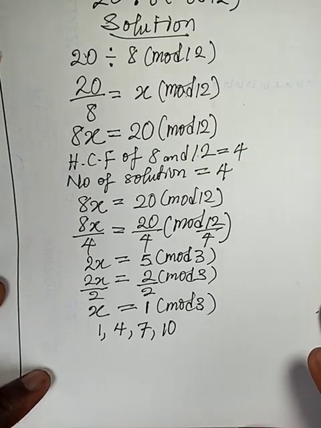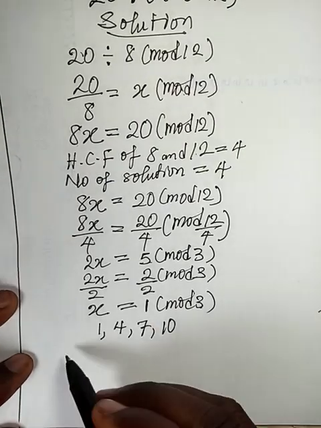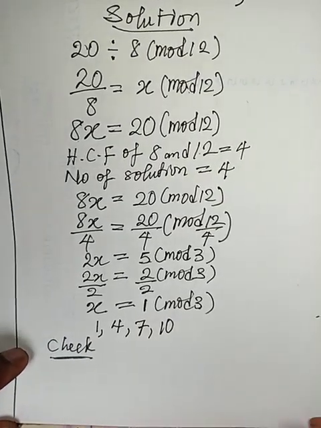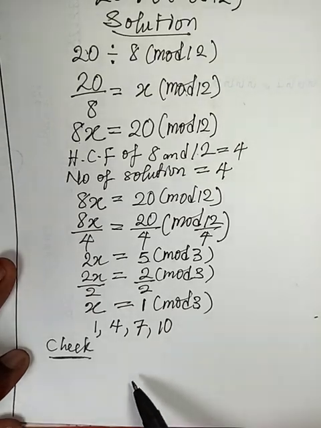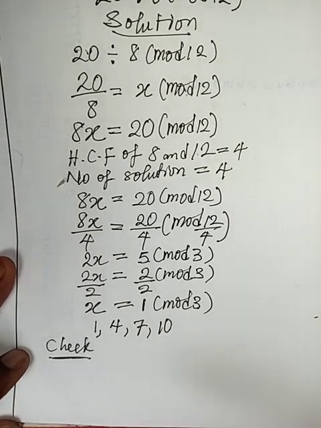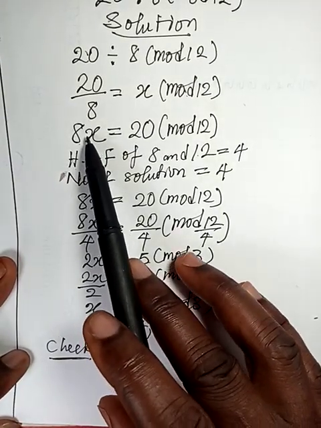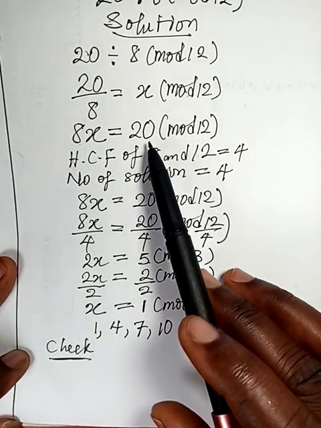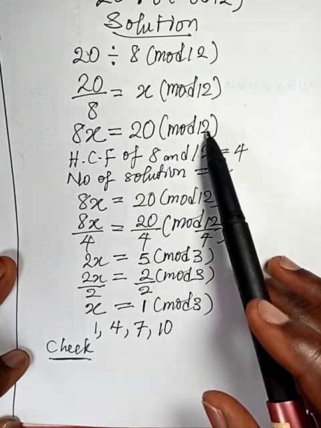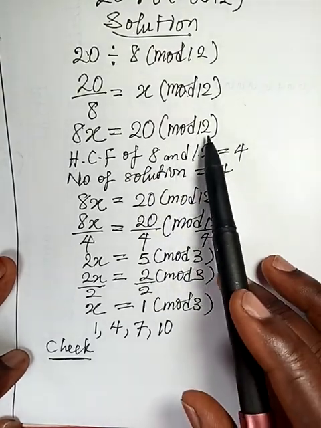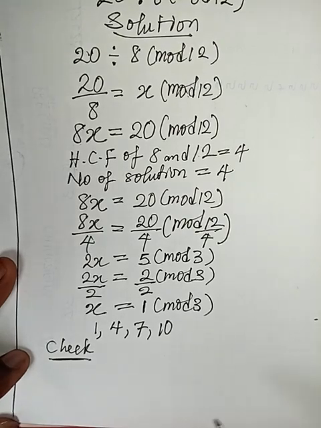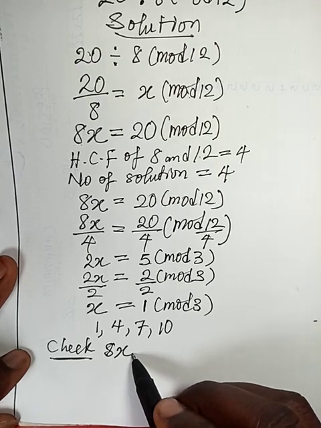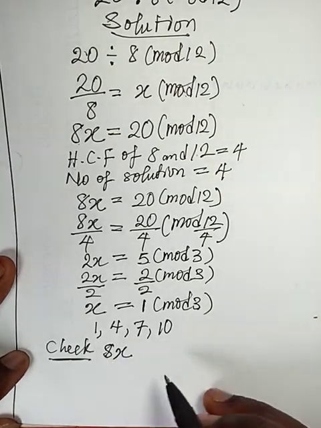Is there a way to show that these solutions actually work? Yes, let's look at a check. The only way to show that these solutions work is if I can show that when 8, from our original equation, multiplies these numbers and they are divided by 12, the remainder will be the same as when dividing 20 by 12. Remember, when you divide 20 by 12, your remainder is going to be 8. So let's see. Our original equation is 8x, right? So let's check with our answers.